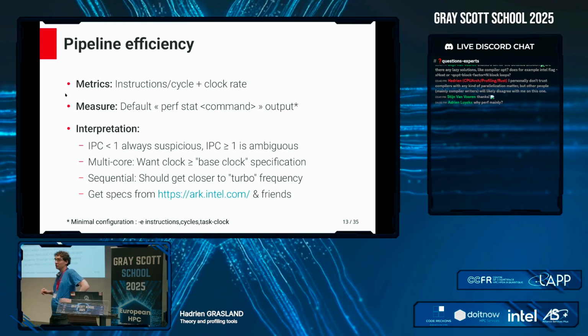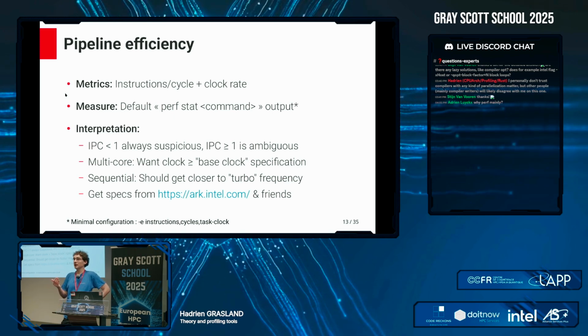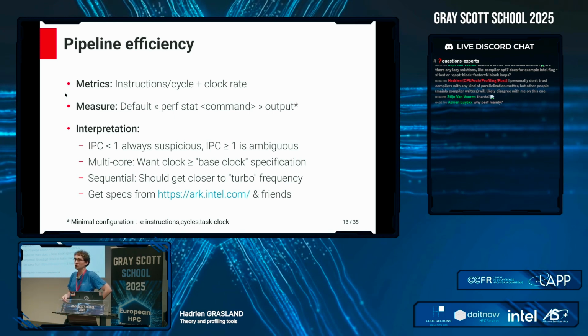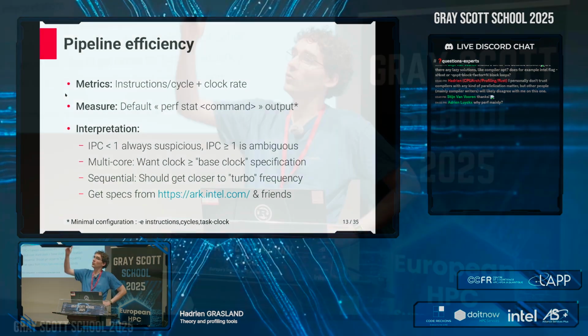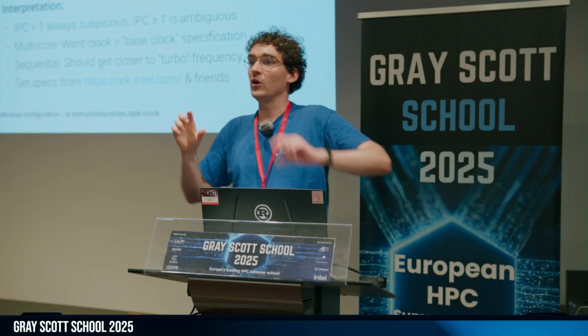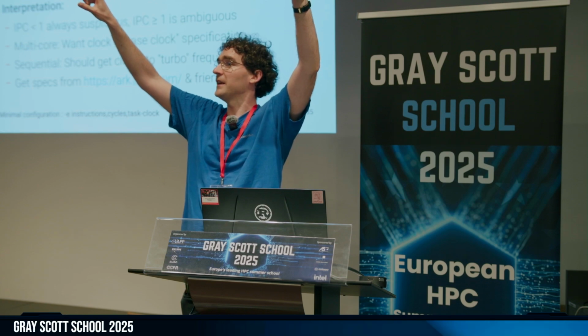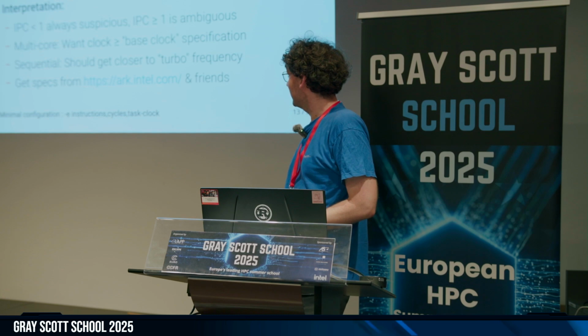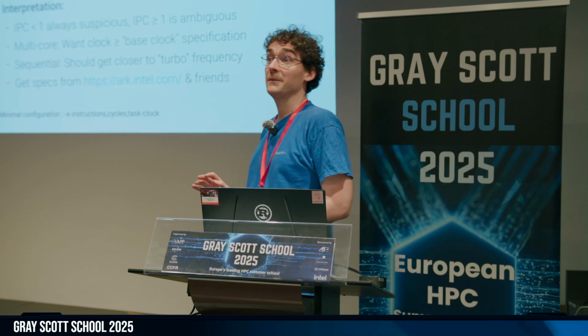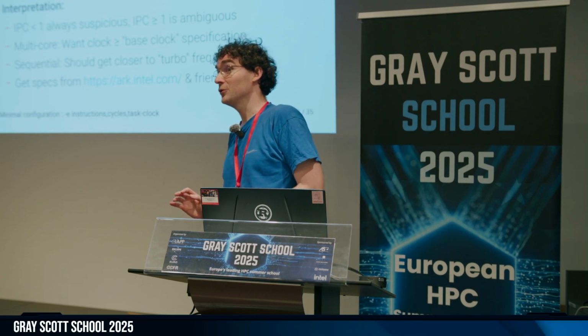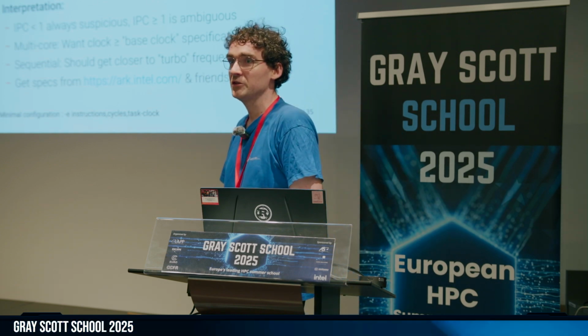In multi-core programs, you will want this clock rate you observe to be larger than the so-called base clock specification of your CPU, whereas for sequential programs, you should be able to reach a higher frequency somewhere between the base frequency and another frequency in the specification called the turbo frequency. You will always be able to find these kinds of specifications on the website of your hardware manufacturer, but for some manufacturers, it will be easier than others. And here I must give Intel credit because they have the best specification website that any hardware manufacturer has ever made. You just go there, you type your CPU model, and you get all the specifications you need. It's brilliant.